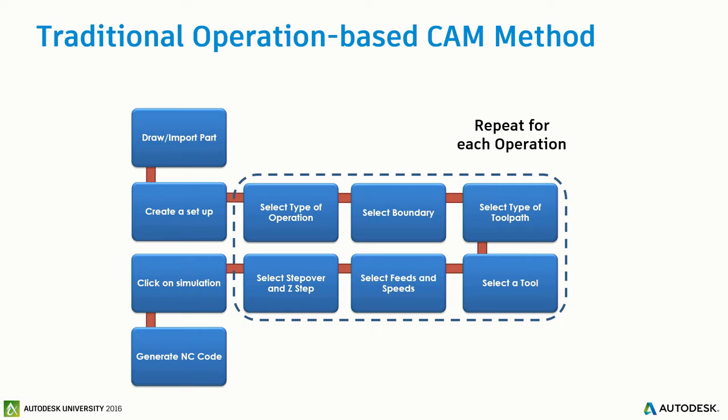For each of these operations, I would have had to select a type of operation, a boundary, type of toolpath, and a tool. I would then have had to set the step over, step down, the feeds and speeds for that tool. And most of all, I would have had to repeat that step for each one of the operations in that part.